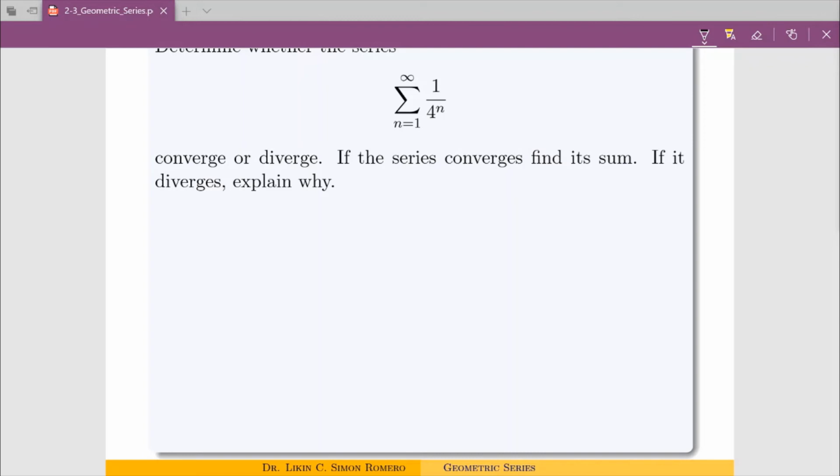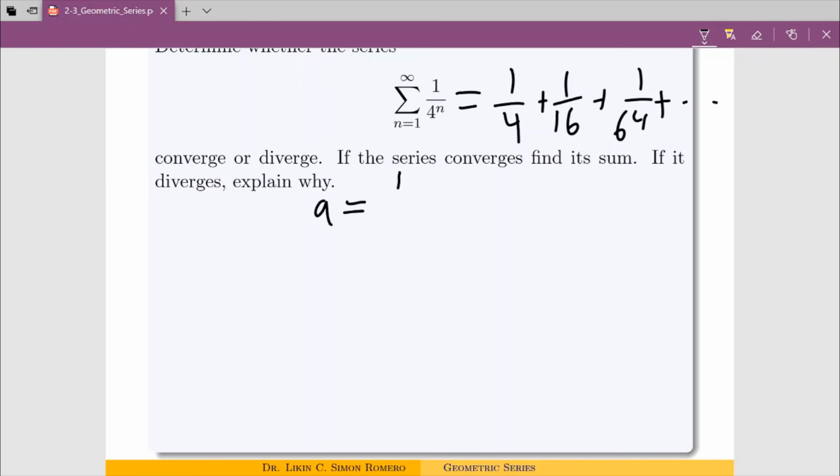And so for this third problem, we get 1 over 4 to the n. So once again, if we write out the first few terms of this sum, so now we're starting at n equals 1. So our first term is 1/4. Next one is 1 over 4 squared, which is 16. Then 1 over 4 cubed is 64, and so on. And so we get that our first term now is 1/4, and our r is also 1/4.